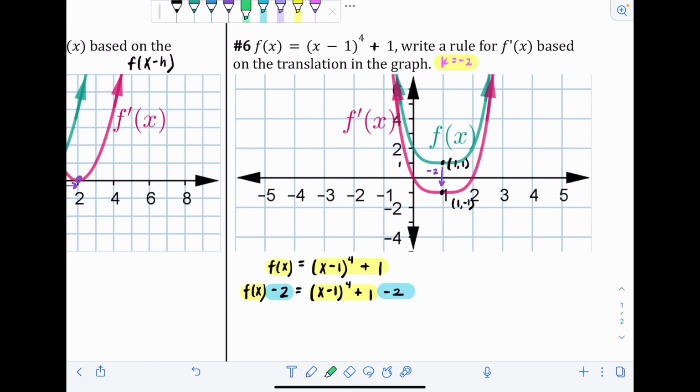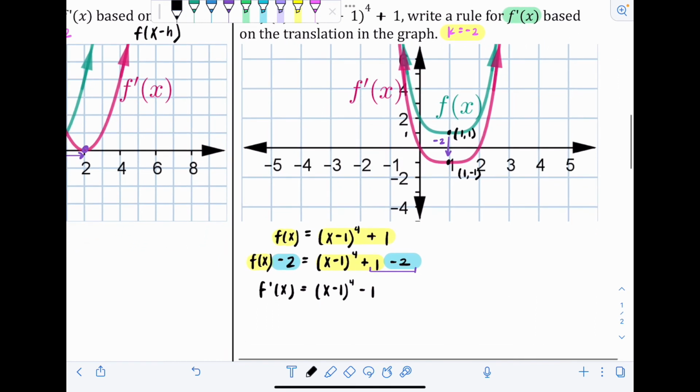And then our new function, we're supposed to title f prime of x. So we'll say f prime of x is equal to, and I just need to combine like terms, which is the only simplifying I need to do here. So that 1 minus 2, I need to combine those just to get it simplified. So it'll be (x minus 1) to the fourth power in parentheses, and then 1 minus 2 is negative 1.